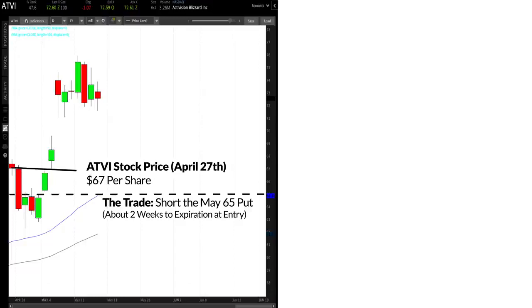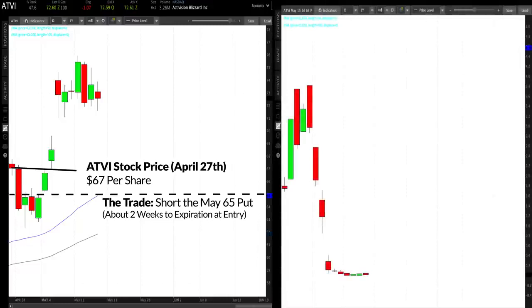For this trade, we will look at a put option with a strike price of $65, which is just a few dollars below Activision's share price of $67, and we're going to look at that put option in the May expiration cycle. Because we are looking at the May expiration cycle and the trade entry date is April 27th, this put option at the time of entry will have a little bit over 2 weeks to expiration. So let's say I shorted this 65 put option in the May expiration cycle, and I did that while Activision shares were at $67.